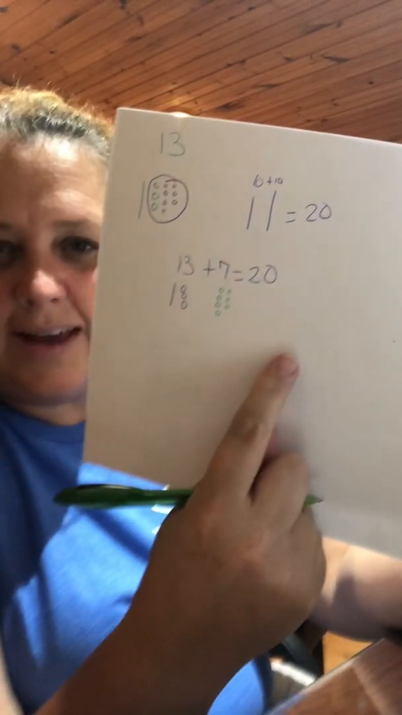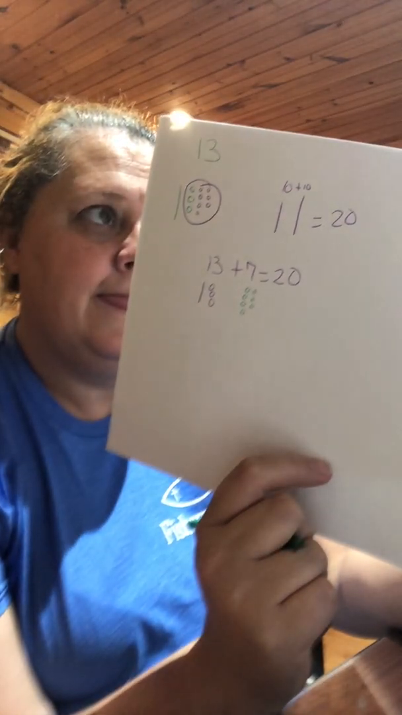So to show that, you would say 13 plus 7 equals 20. So you could draw it like this. But this is just showing you I told you to add 7 more. Now, I'm going to show you how else you can write it, okay? So we can also write it like this. So you have the number 13. And then I told you to add 7 more.